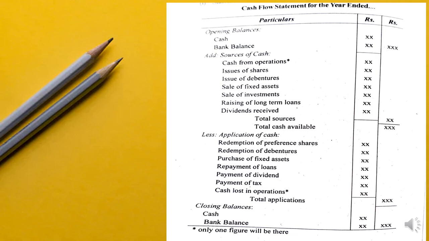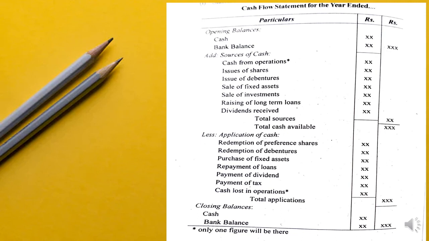Under that we have opening balance as we saw already, we have cash and bank balance. With that you have to add the sources of cash. So these are the various items of sources of cash which you have to find out, and then after adding all the sources of cash to the cash and bank balance, you will get the total sources, and with that you will write the total cash available in the outer column.